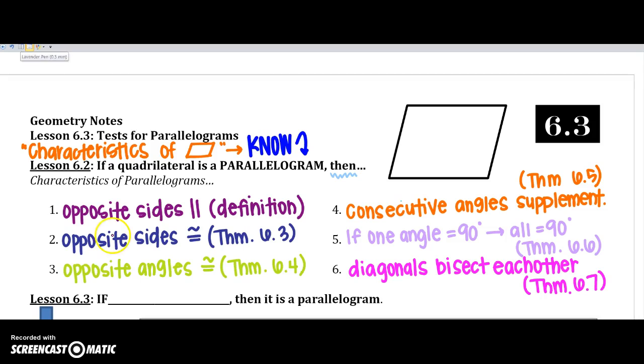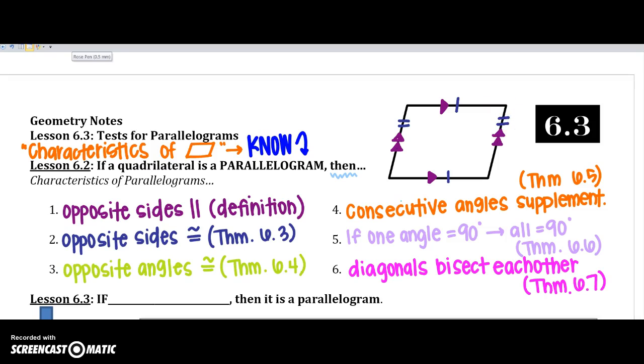So if we know it's a parallelogram, we know that opposite sides of our parallelogram are parallel. That is by the definition. So we're going to mark our parallelogram up here. We also know that if it's a parallelogram, then our opposite sides will then be congruent.